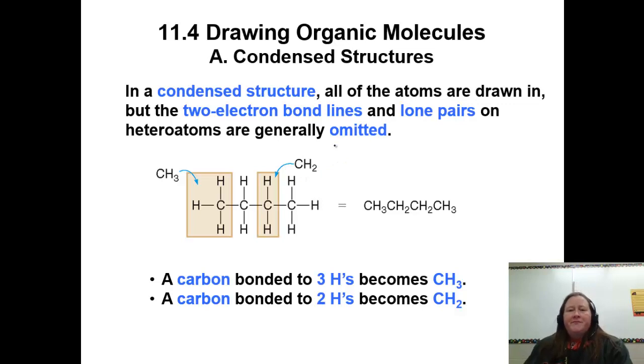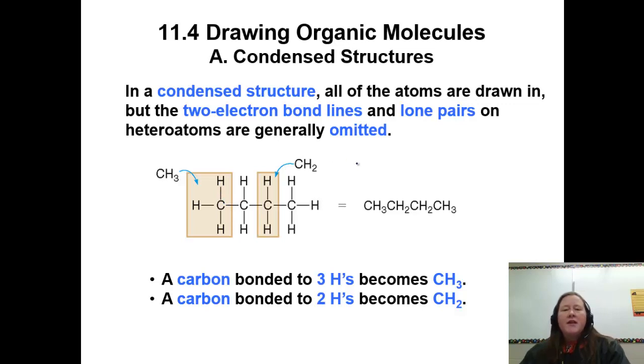So if we are representing molecules in organic chemistry, we have different ways of representing them. This is a full structure. That's a lot to write. So in a condensed structure, all of the atoms are drawn in, but we generally do not include the lines.